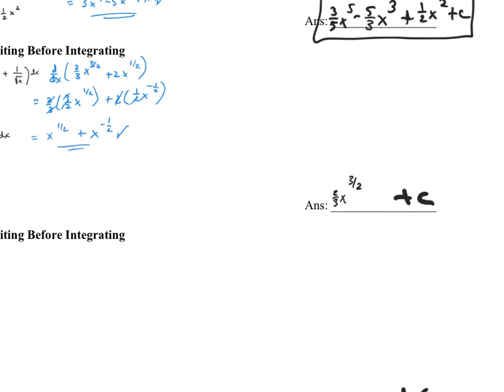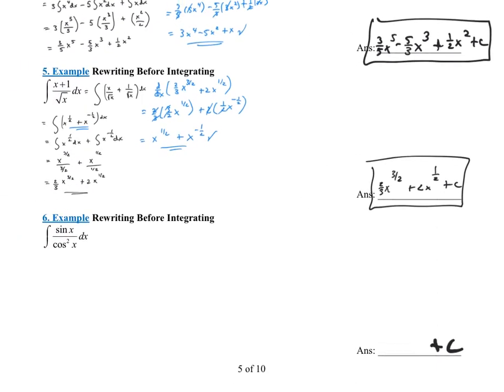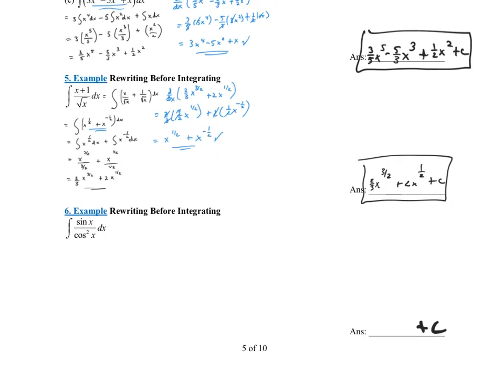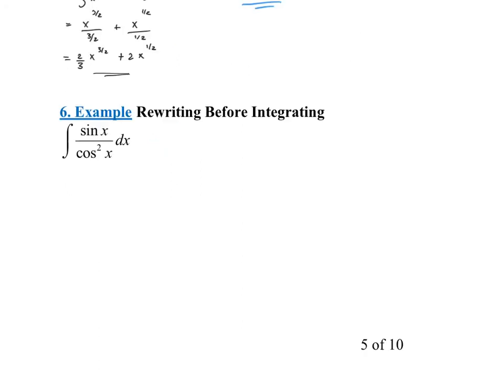Let me get rid of this plus c again. Plus 2x to the 1/2 plus c. Again, we could technically write that with radicals, but I'm not going to waste my time. I am okay with you leaving your answers in exponential form, and WebAssign is okay with it as well.